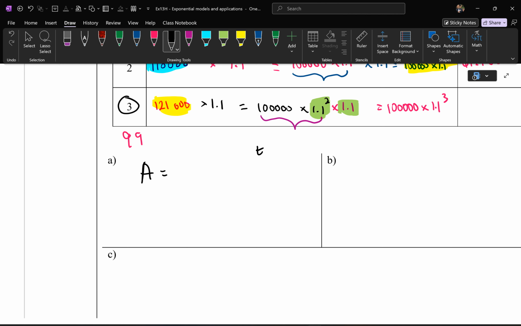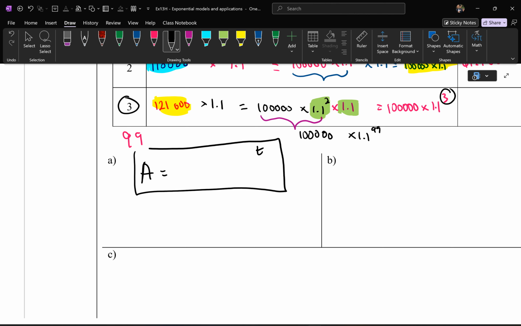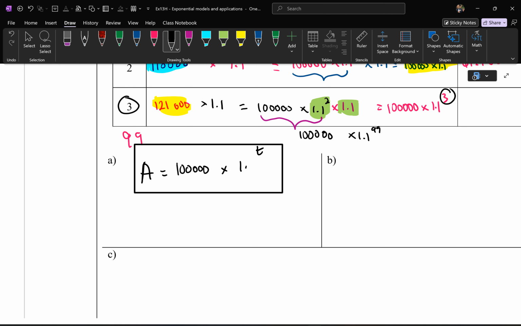We can see that when it's 3 years, it's power 3. If I asked you 99, it would have been 100,000 times 1.1 to the power of 99. So if I asked you now, what if it's T years? How would you model it? What's the formula? A equals, who wants to have a go? Milana? Beautiful. That's it. That's the modeling.